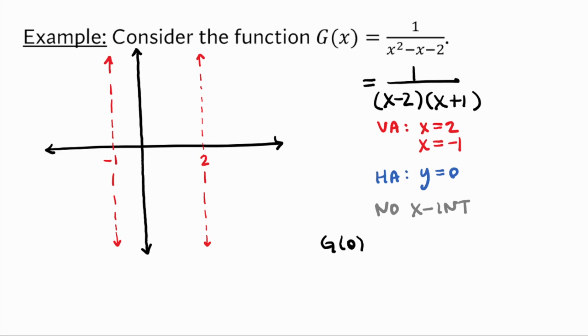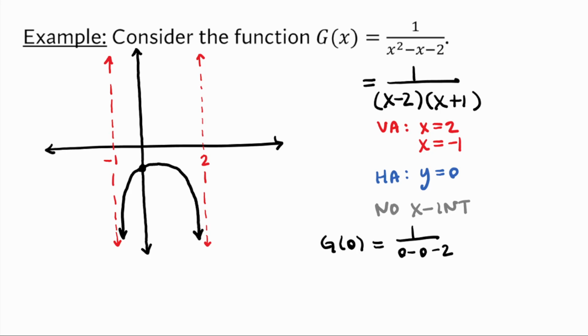Okay, so now I'm going to just try, what happens when I plug in 0? So g of 0 is going to equal 1 over 0 squared minus 0 minus 2. So that would be 1 over negative 2, which is negative half. Maybe I'll just plot that right there. And what I'm telling you is, I've got to stay, and I've got to respect these vertical asymptotes. They cannot be crossed. But also there's no x-intercept. So that means that the graph, in some way, has to look like this.